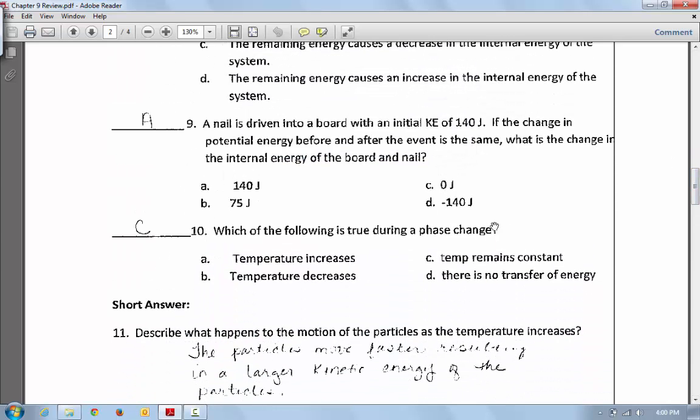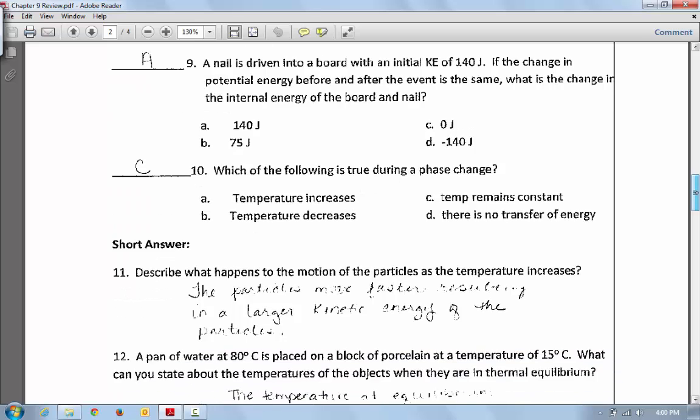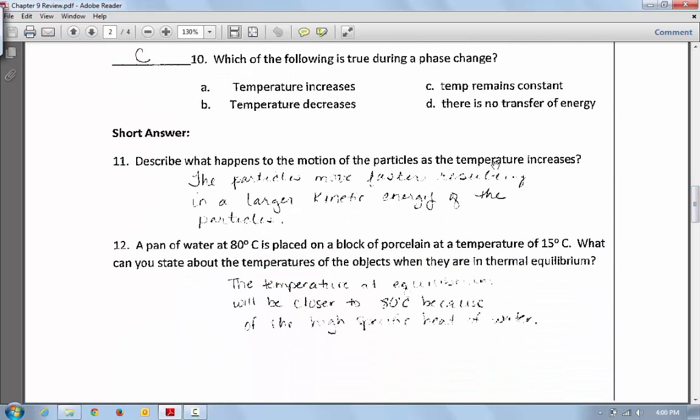And during a phase change, the temperature remains constant because we have that nice flat line. As the temperature increases, the particles are going to move faster. And if they move faster, that means they're going to have more kinetic energy.